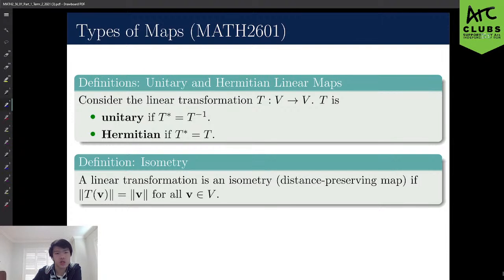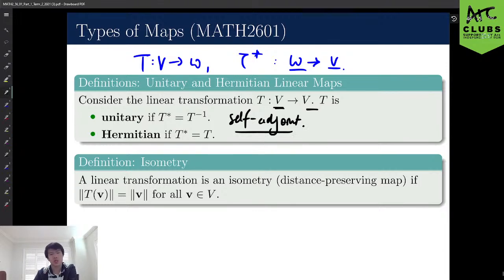So unitary and hermitian linear maps. So remember the adjoint. The adjoint is just a transformation. And we had this property where when we go from v to w, then the adjoint basically takes us back. It takes us from w to v. And the idea is that if we have a linear transformation that goes from v to v, so the codomain is equal to the domain, then t is unitary if it's called self-adjoint.